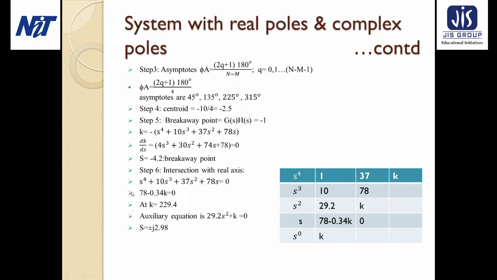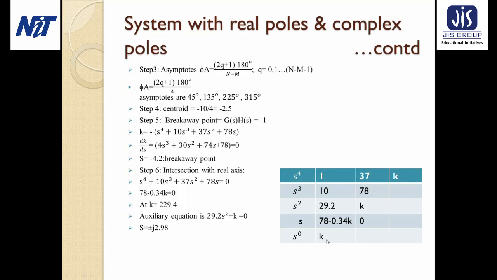So from the characteristic equation, this Routh-Hurwitz table can be obtained. The first row is 1, 37 and K, the next is 10 and 78. From these two rows, we can calculate the third row, the s to the power 2 row, like this: 10 into 37 minus 78 whole divided by 10, which gives us 29.2, then K. And from the s to the power 3 and s to the power 2 rows, we can calculate the s row by the same formula: 29.2 into 78 minus 10K whole divided by 29.2, which gives us 78 minus 0.34K, and finally the s to the power 0 row becomes K.